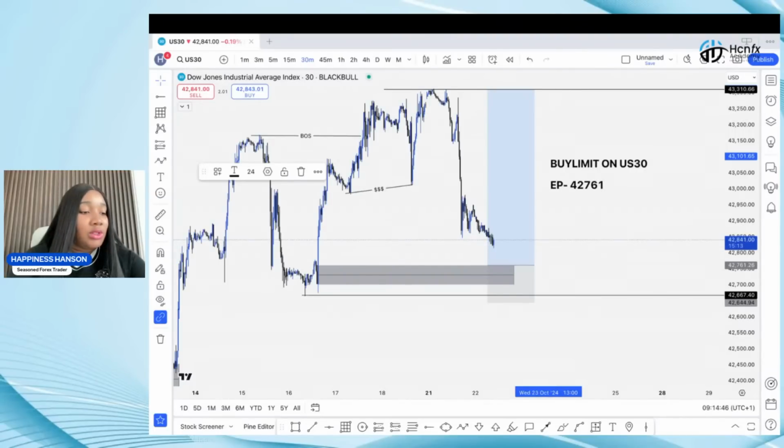US 30 traders, do you have the same setup with me? If you've analyzed your pair today, do you have the same setup with me? For those that have done their own analysis, TP is 43310.66.